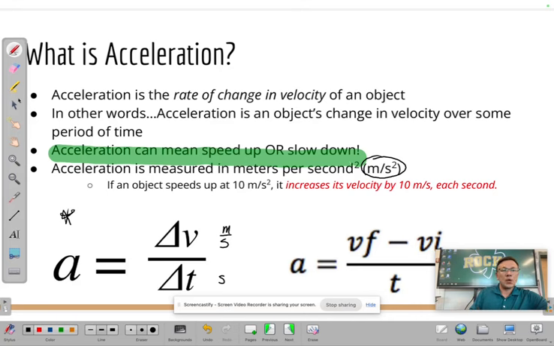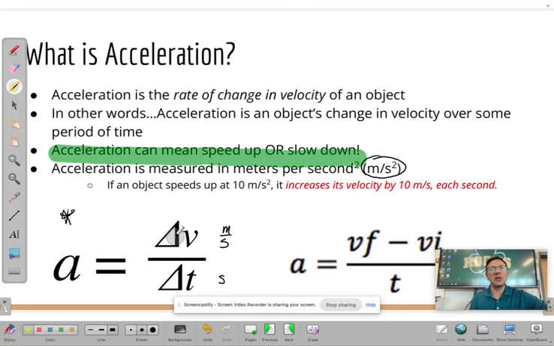Now, what does that really mean? Like, what is a meter per second squared? So, if I told you that an object was speeding up or slowing down at 10 meters per second squared, that means it's changing its velocity by 10 meters per second each second. So if it's speeding up, it's increasing its velocity by 10 meters per second every second. And if it was slowing down, it would be losing 10 meters per second of velocity each second.